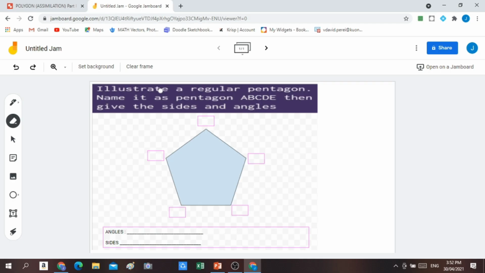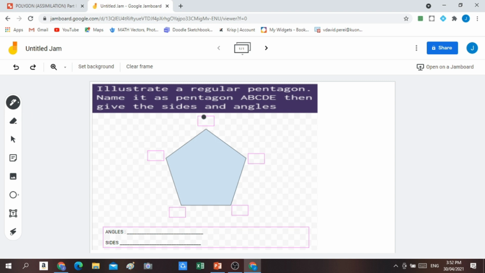Okay, let's try this activity after we discuss polygons, convexity, the angles, and the sides. Let's illustrate an irregular pentagon and name it pentagon ABCDE. Then give the sides and the angles. I have placed here a regular pentagon. Now this time, let's give the name of this pentagon, which is ABCDE.